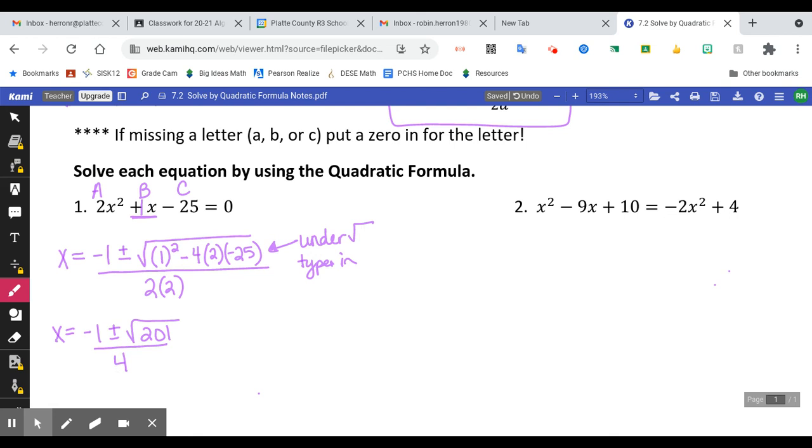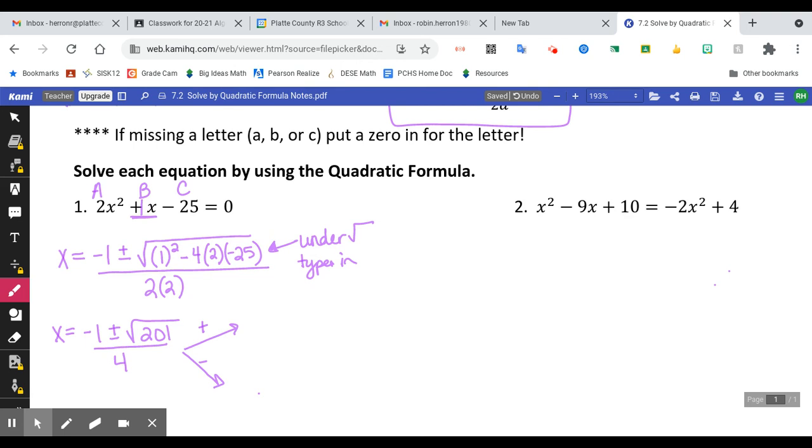Okay? Now, when you type in the square root of 201, you get 14.18 rounded to the hundredths place. Okay? And we're always going to round to the hundredths place. So what we're going to do from here is we're going to make those 2 problems.